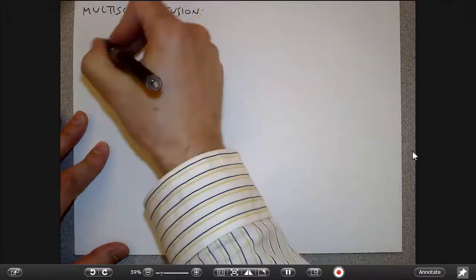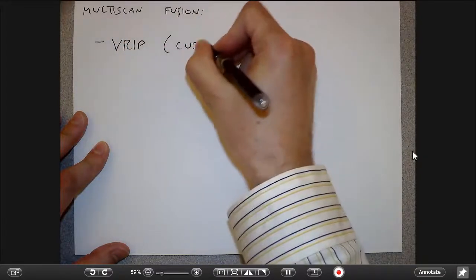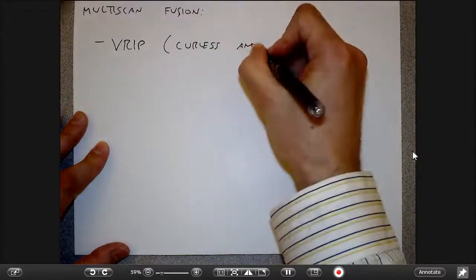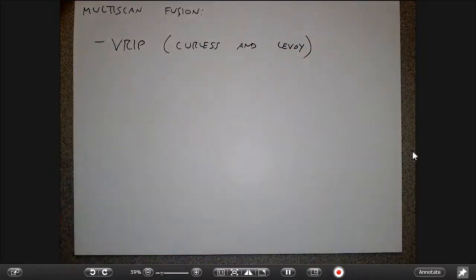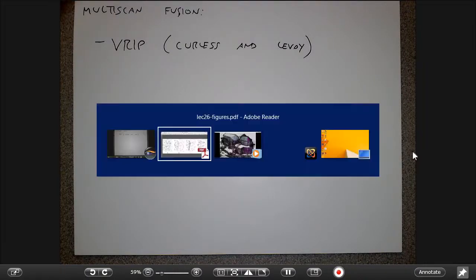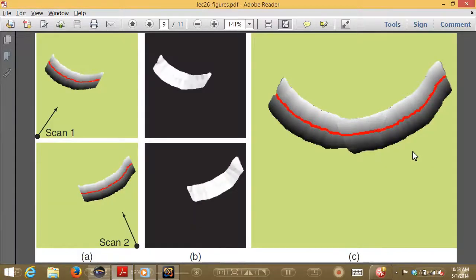So there are a bunch of possibilities. One is called VRIP. This is Curless and Levoy. And the idea behind that was kind of a level set approach. We talked about this a little bit last time in the context of multi-view stereo.